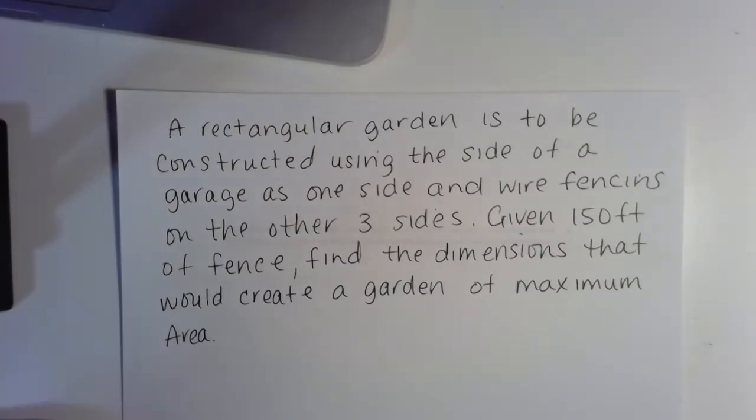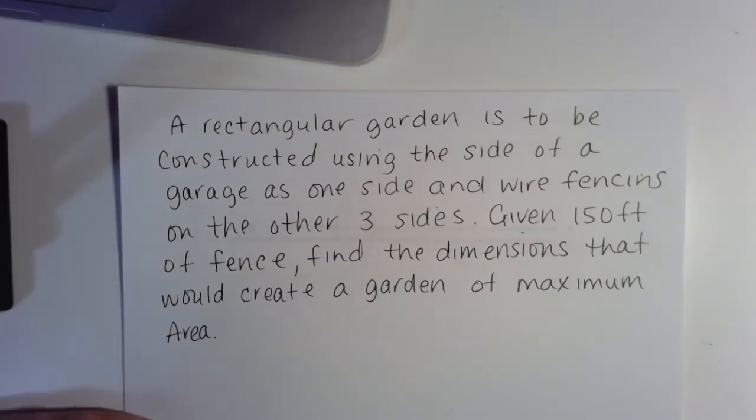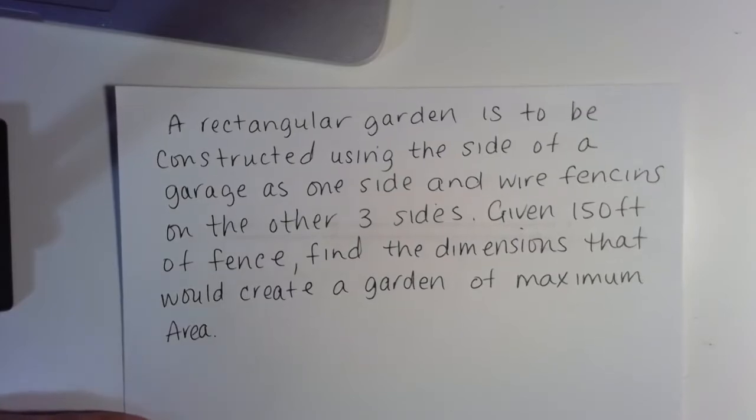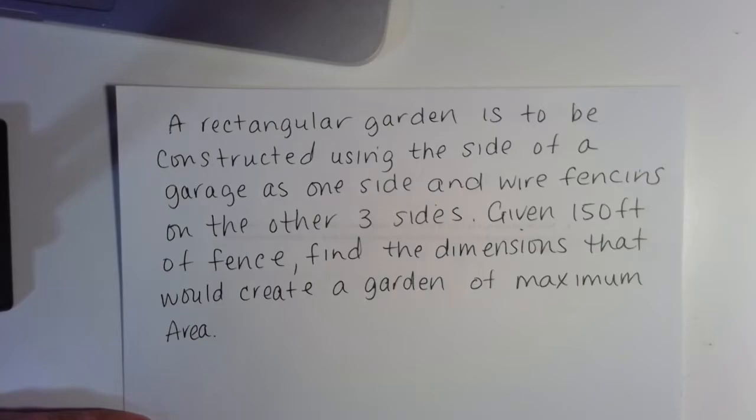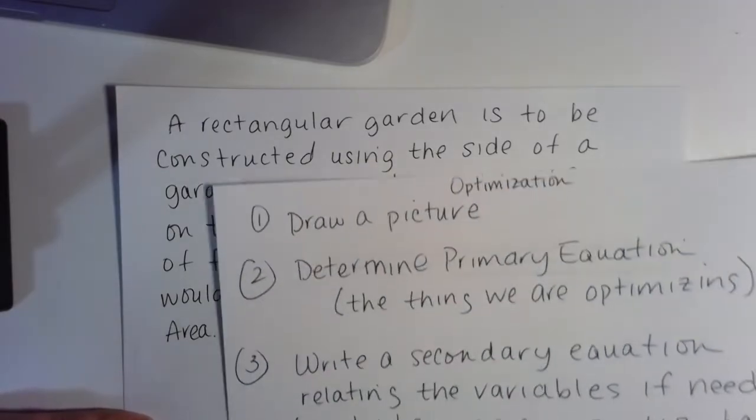Okay, so a rectangular garden is to be constructed using the side of a garage as one side and wire fencing on the other three sides. Given 150 feet of fence, find the dimensions that would create a garden of maximum area. Okay, so we have some instructions here.